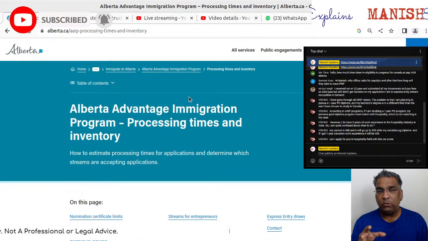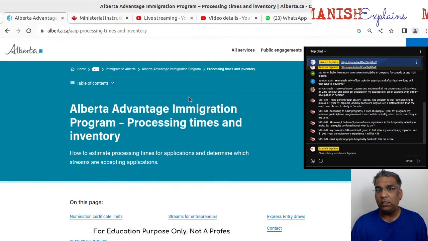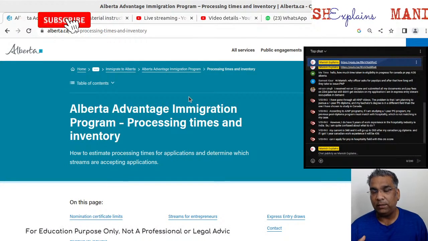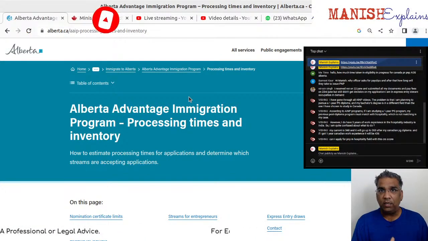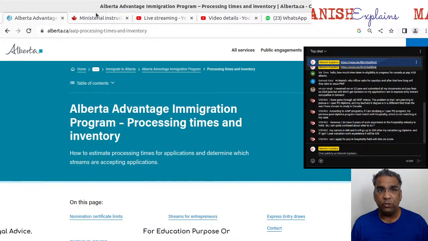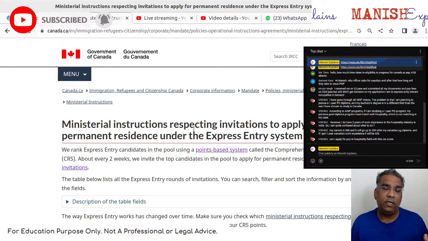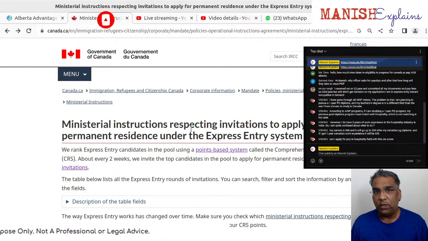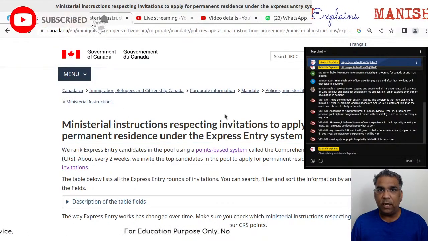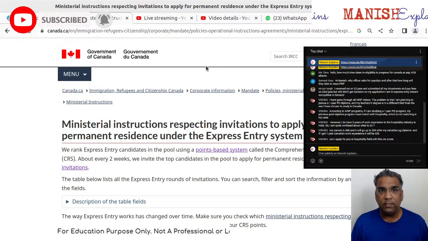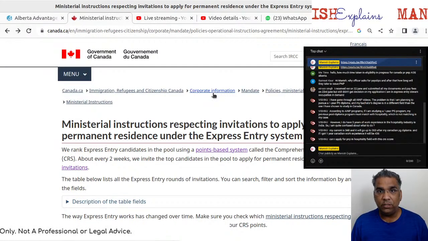Similar to the discussions that I did for the Alberta Advantage Immigration Program, this discussion is for the IRCC Express Entry draws. So let's have a quick look at the IRCC Express Entry draws and what the trend and the numbers look like. I have not done this in a very long time. I'm pretty excited, so let's go through it together. For those who are new here, this is the landing page for the IRCC Express Entry draws.